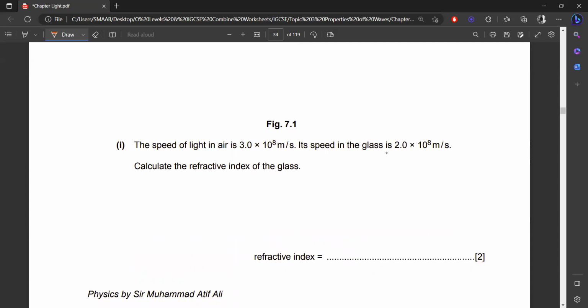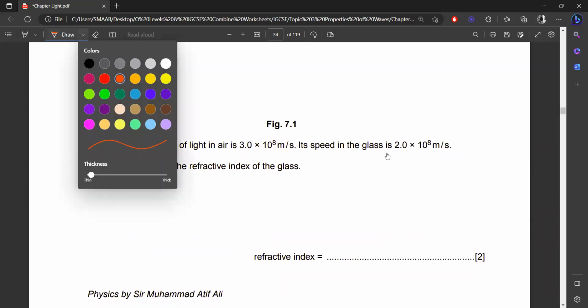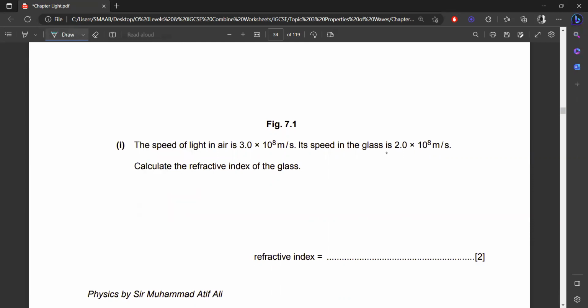So that is also simple. We just need to solve with the reference of the same formula we already did, giving me 1.5. Yes, because we already solved the same question with the same values. So the answer will be 1.5, the refractive index.